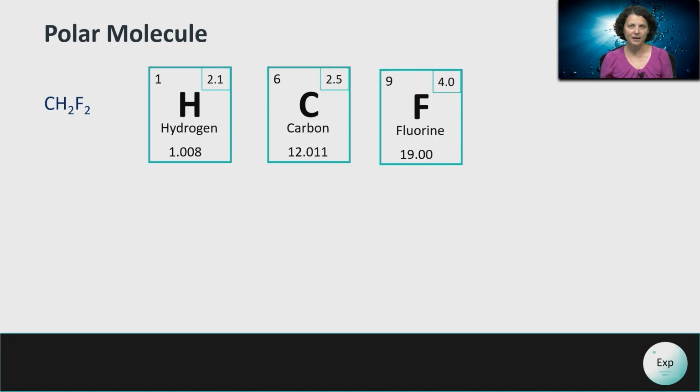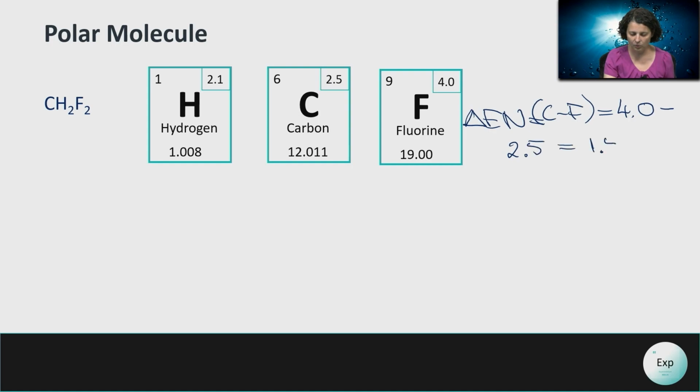This is methylene difluoride or difluoromethane. It has two carbon-hydrogen bonds, which we already know are nonpolar, and two carbon-fluorine bonds, which are very likely to be polar, but just to make sure, let's calculate the electronegativity difference between carbon and fluorine. It is 4.0 minus 2.5, giving us 1.5. At 1.5, this is a very, very polar bond. Then we look at carbon, and there are four things around it, the two geometries being identical.